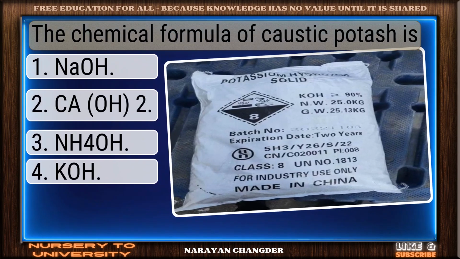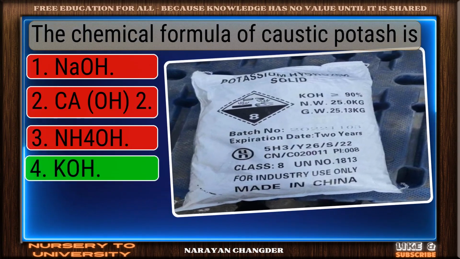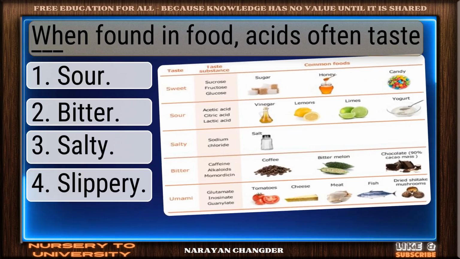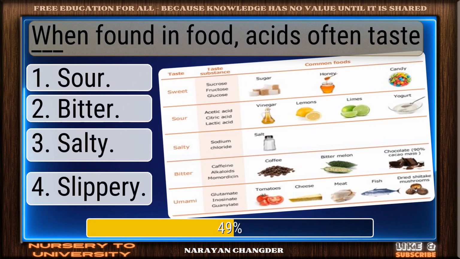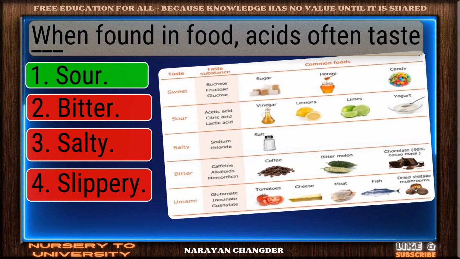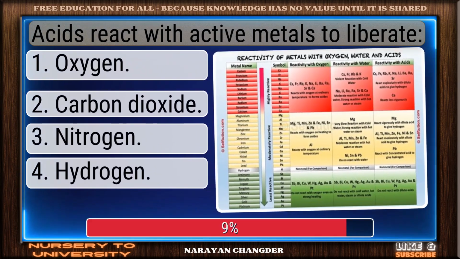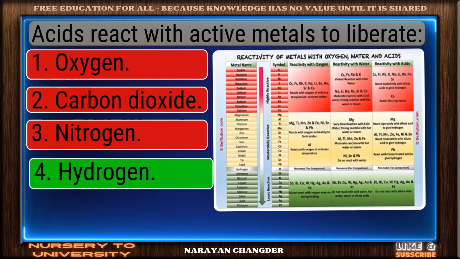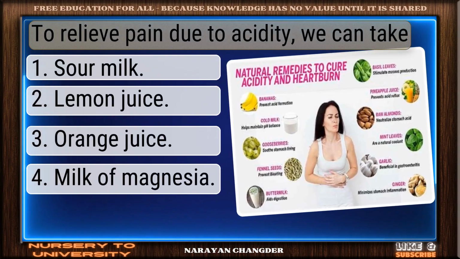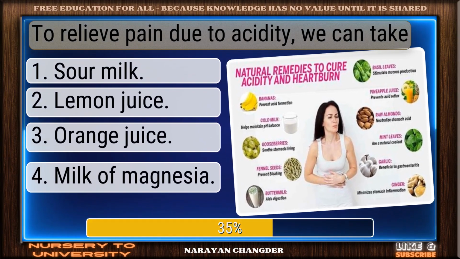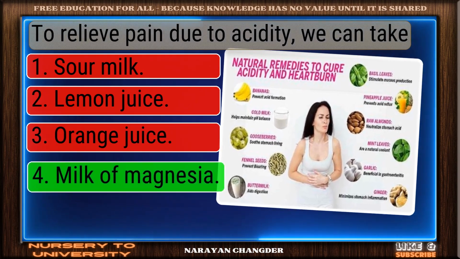The chemical formula of caustic potash is... Great thinking. KOH is right. When found in food, acids often taste dash. Excellent choice. Sour is right. Acids react with active metals to liberate... Well reasoned. Hydrogen is correct. To relieve pain due to acidity, we can take... On track. Milk of magnesia is correct.